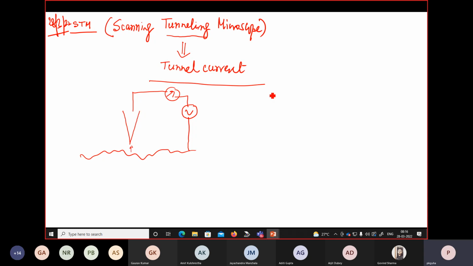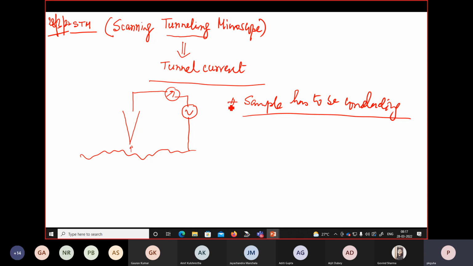So one of the key points here is the sample has to be conducting, okay. Without a conducting sample, the tunnel current will be extremely low, okay.